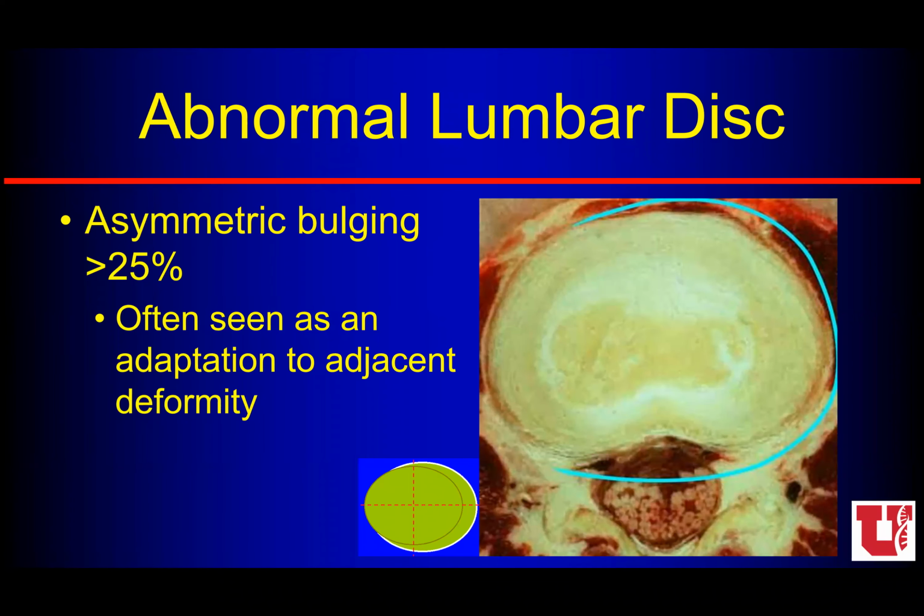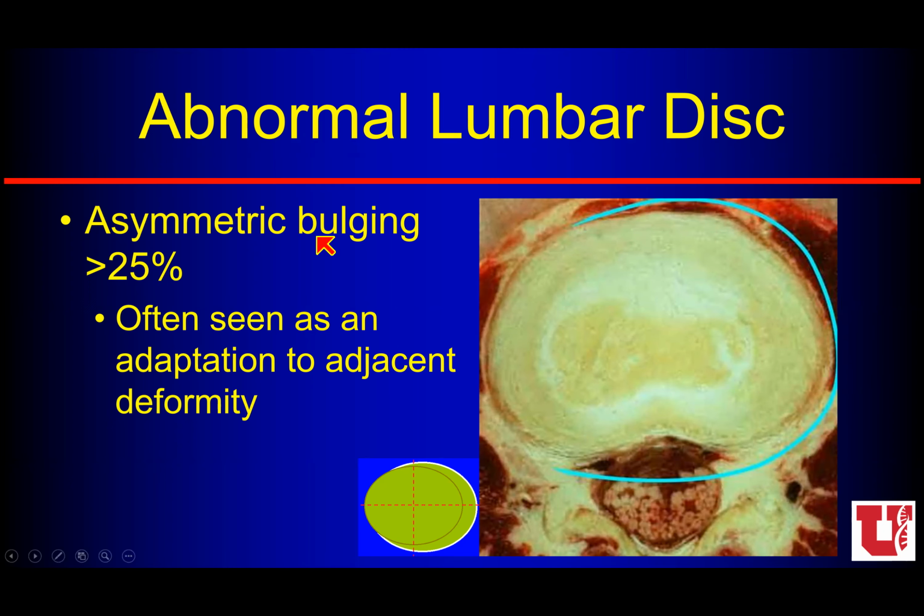Now, we can have asymmetric bulging. It's going to be more than 25%, usually more than 50%. It may not quite be 100% around, so maybe there's one quadrant that's not involved. But if it looks like there's maybe 3 quadrants involved, that's going to count as an asymmetric bulge. That's often seen with some kind of adjacent deformity.